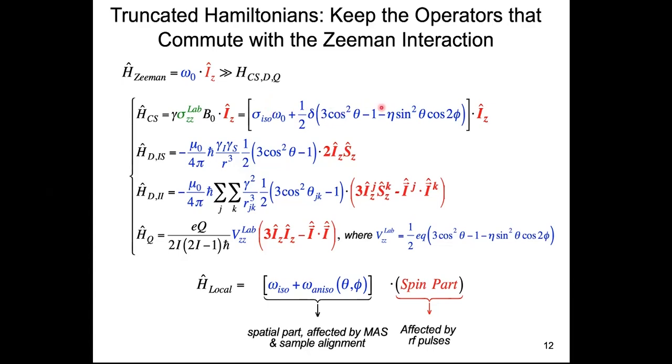So this part of the Hamiltonian is all related to three-dimensional space, the physical space, and it has terms like theta and phi, which are the polar and azimuthal angles, and then it has things like delta and eta. Those basically describe the chemical shielding tensor, which depends on the electrons and the functional groups.